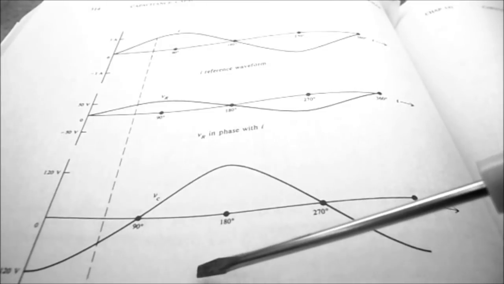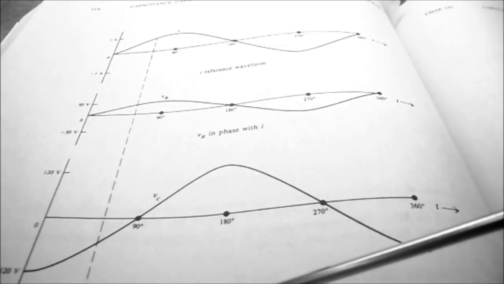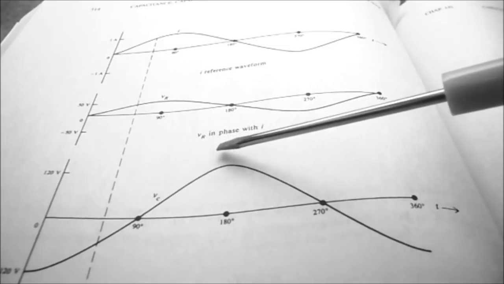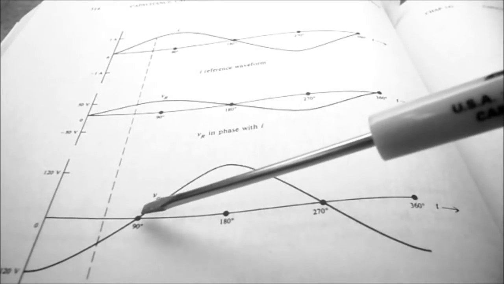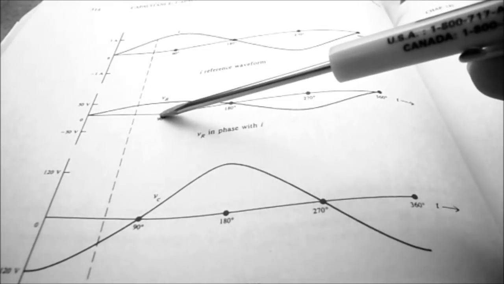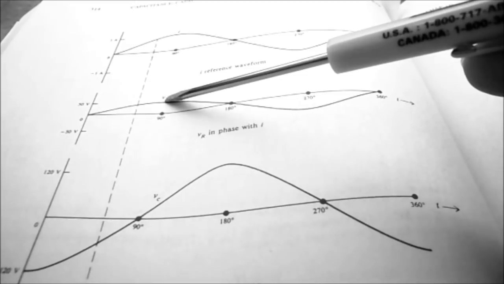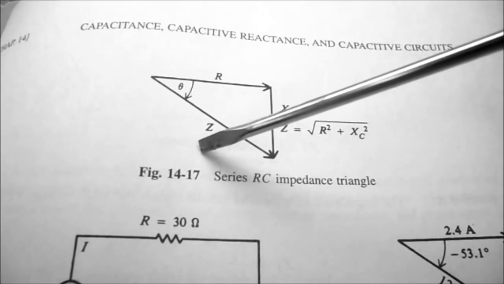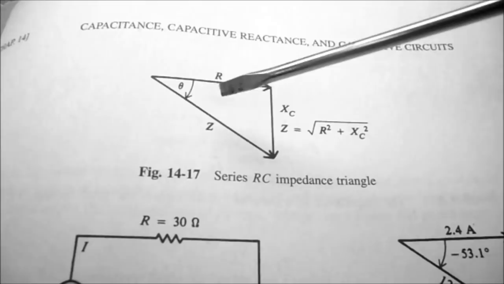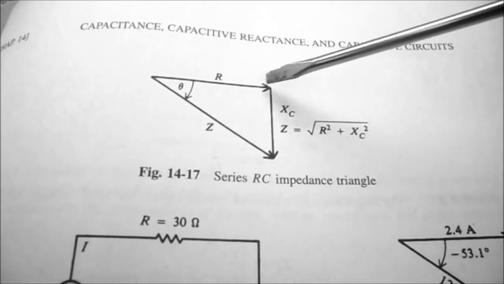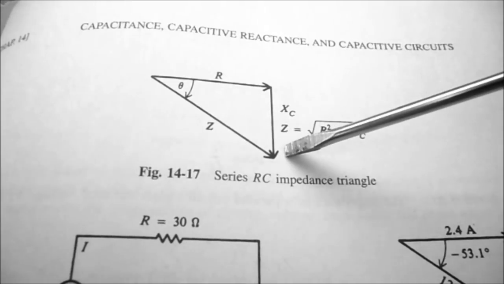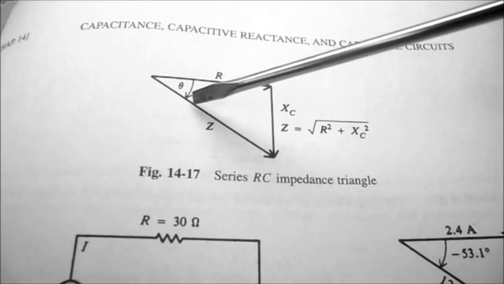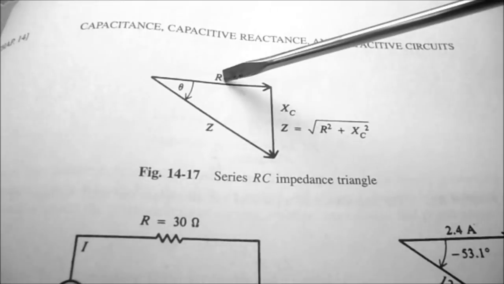I just want to remind everybody that the voltage across the capacitor lags I by 90 degrees. So that means it's going to lag VR by 90 degrees. So you can see the voltage on the capacitor is 90 degrees out of phase from VR. And figure 14-17 is for a series RC circuit, and we can see that R is at 0 degrees, XC is at minus 90 degrees, and Z is the total AC resistance, so it's going to be at some angle from R.